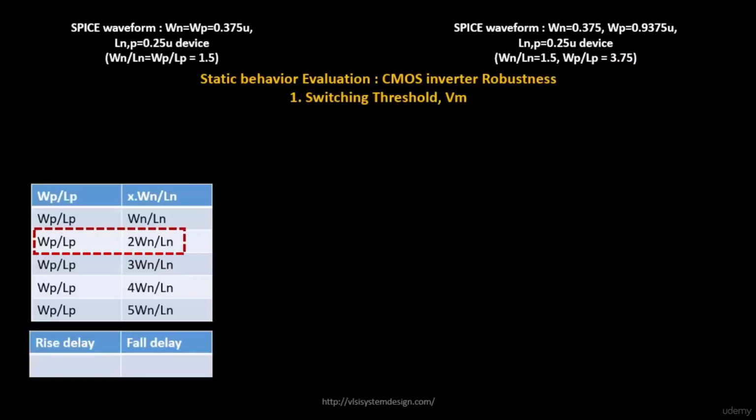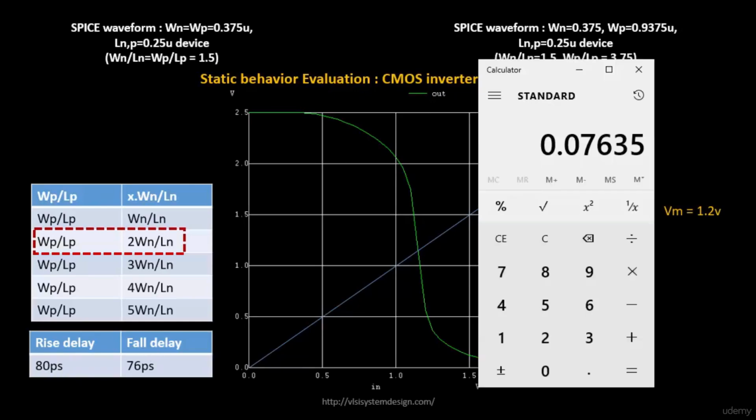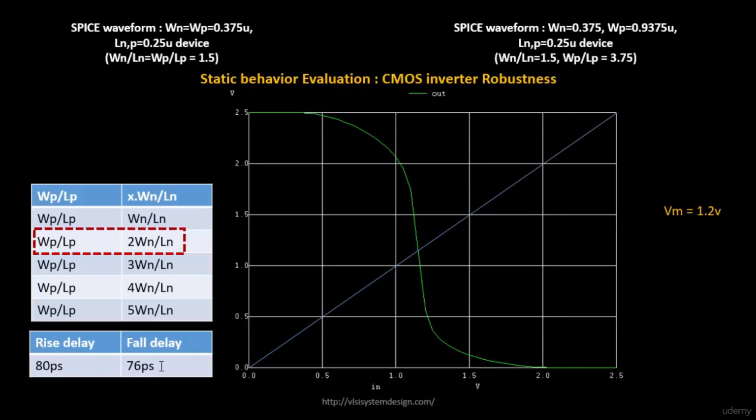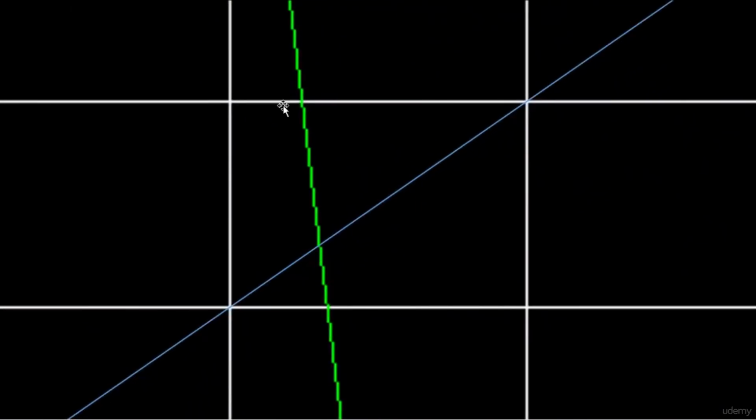Let's come back to the slides, and we will plot everything over here. So we saw the rise delay to be about 80 picosecond and the fall delay to be about 76 picosecond. And to evaluate the switching threshold of this particular curve, we'll just zoom into this area and see what we get. So if you zoom into this area, this is the point at which your DC transfer characteristics and the line that we have drawn intersect.